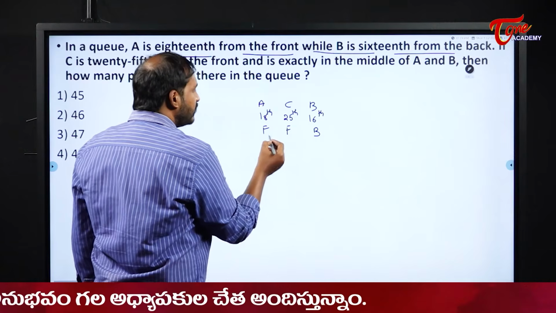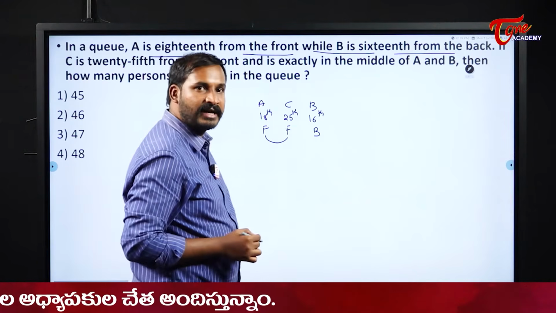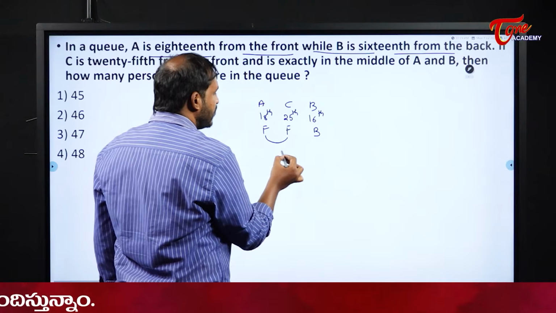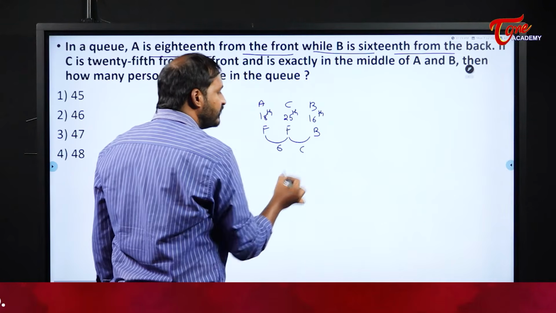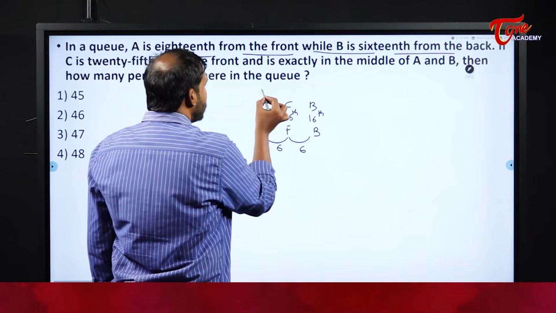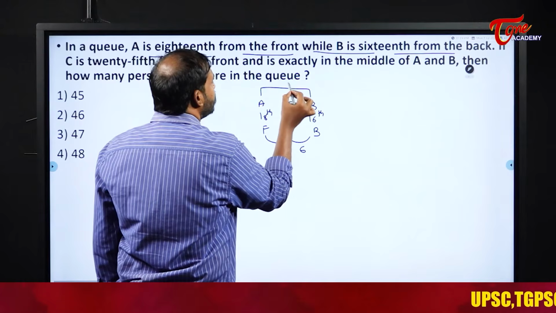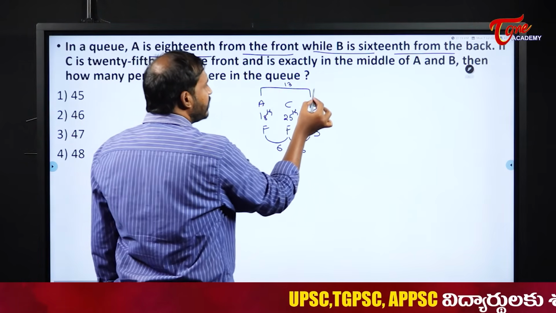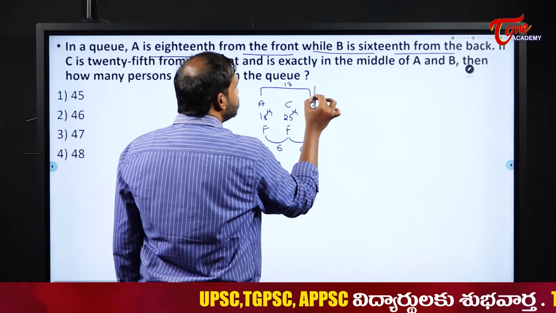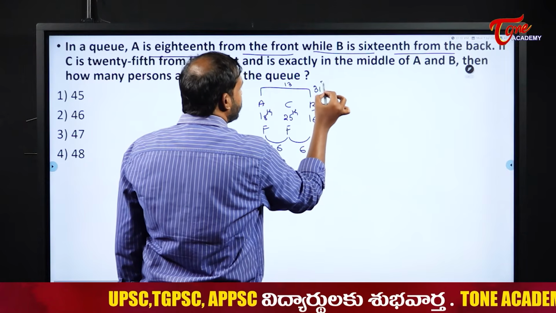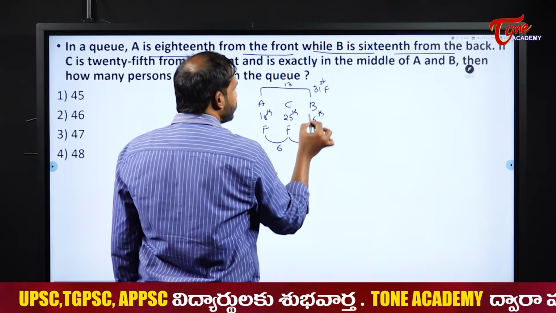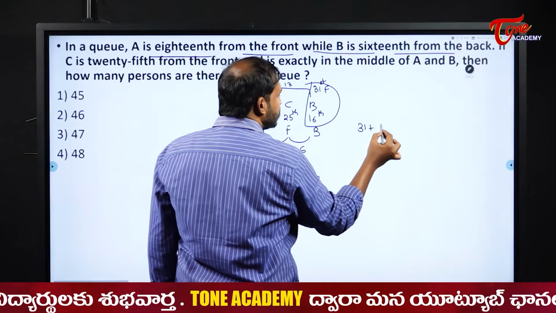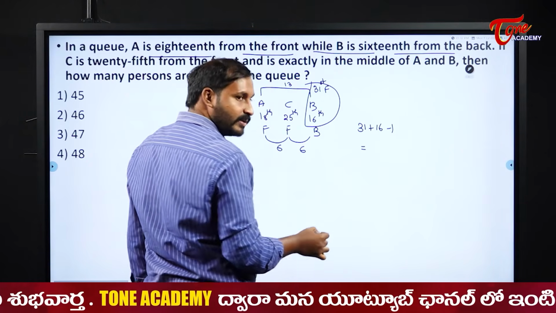Now between A and C, how many are there? 25 minus 18 is 7, minus 1 is 6. So there are 6. Similarly, I will have 6 people between C and B. That means effectively between A and B, I will have 13. So if A is 18th from the front, then B becomes 18 plus 13, 31st from the front, and 16th from the back. What is the total? 31 plus 16 minus 1. So what does it become for me here?